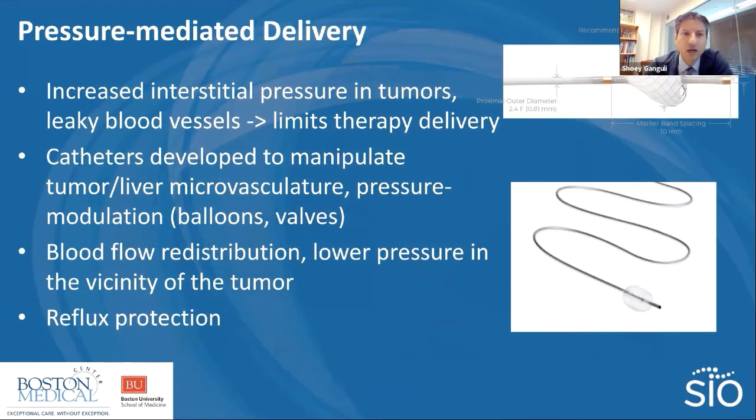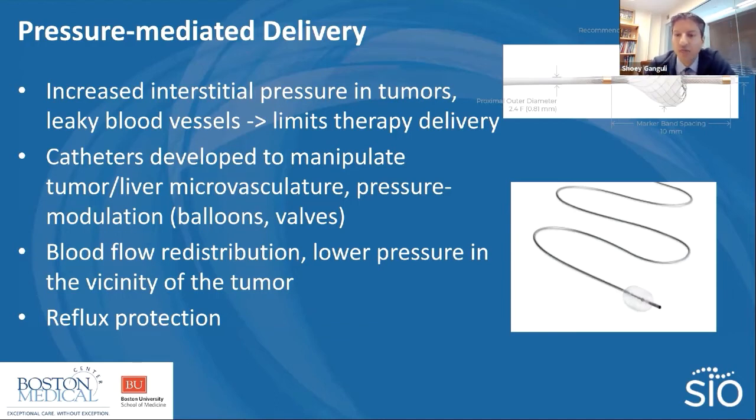All right, I'm just going to shift to pressure-mediated delivery. This is a hot topic in IR. There are catheters being developed, balloon occlusion catheters, or catheters with valves on them. The theory it's trying to get over is that tumors have leaky blood vessels and increased interstitial pressure. What we've been relying on for decades with our embolic therapies is the blood flow to these hypervascular tumors. But if the pressure in the tumor is high, the theory is whatever we deliver can't get into the tumor, really can't penetrate it.